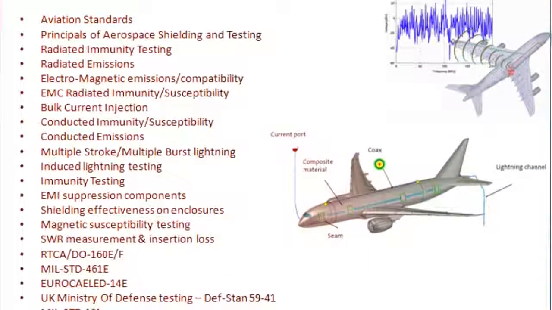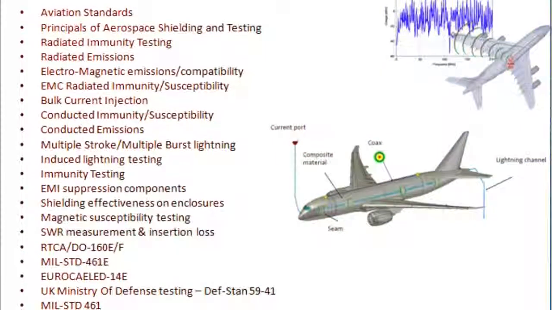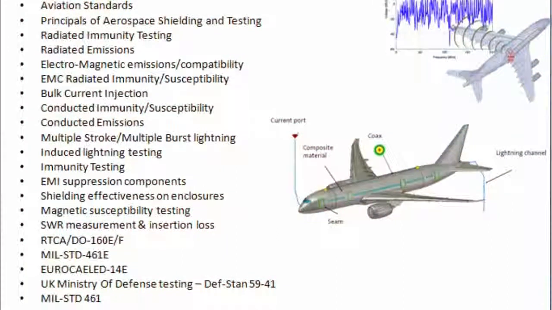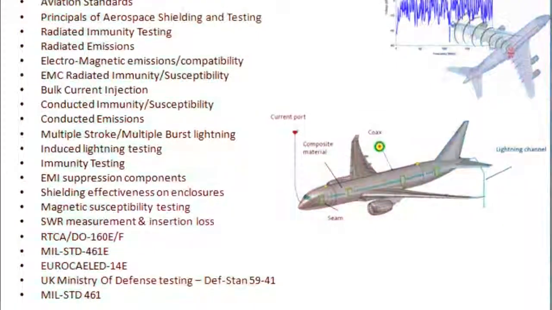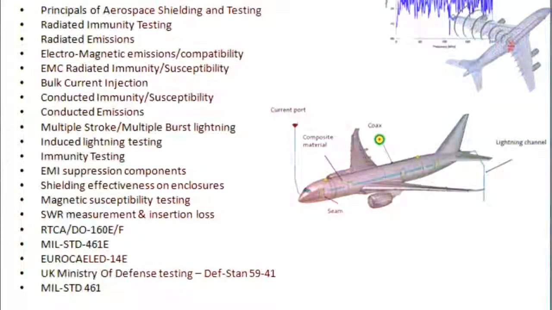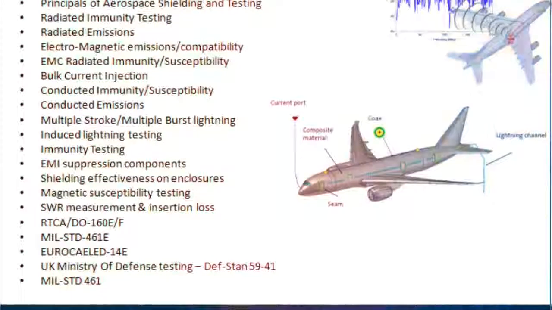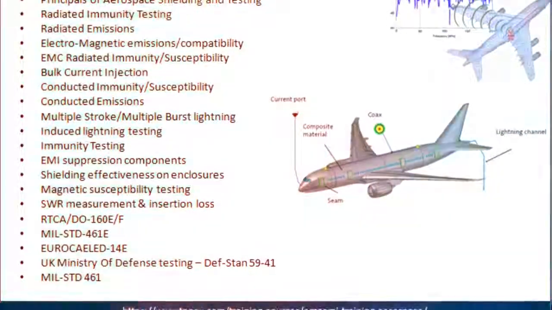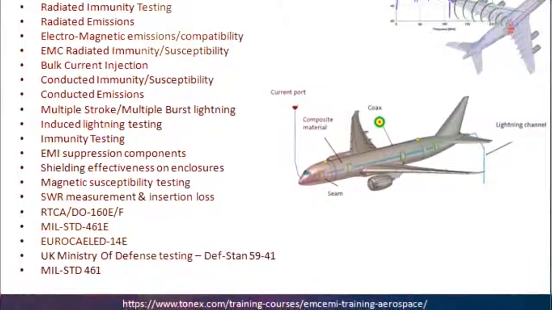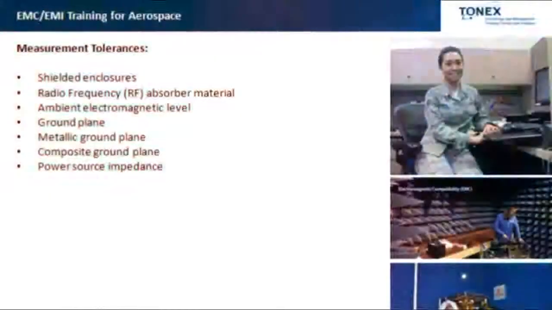EMI suppression components. Shielding effectiveness on enclosures. Magnetic susceptibility testing. SWR measurement and insertion loss. RTCA/DO-160E/F. MIL-STD-461E. Eurocode 14E. UK Ministry of Defence Testing, Def Stan 59-41. MIL-STD-461. Measurement tolerances. Shielded enclosures.